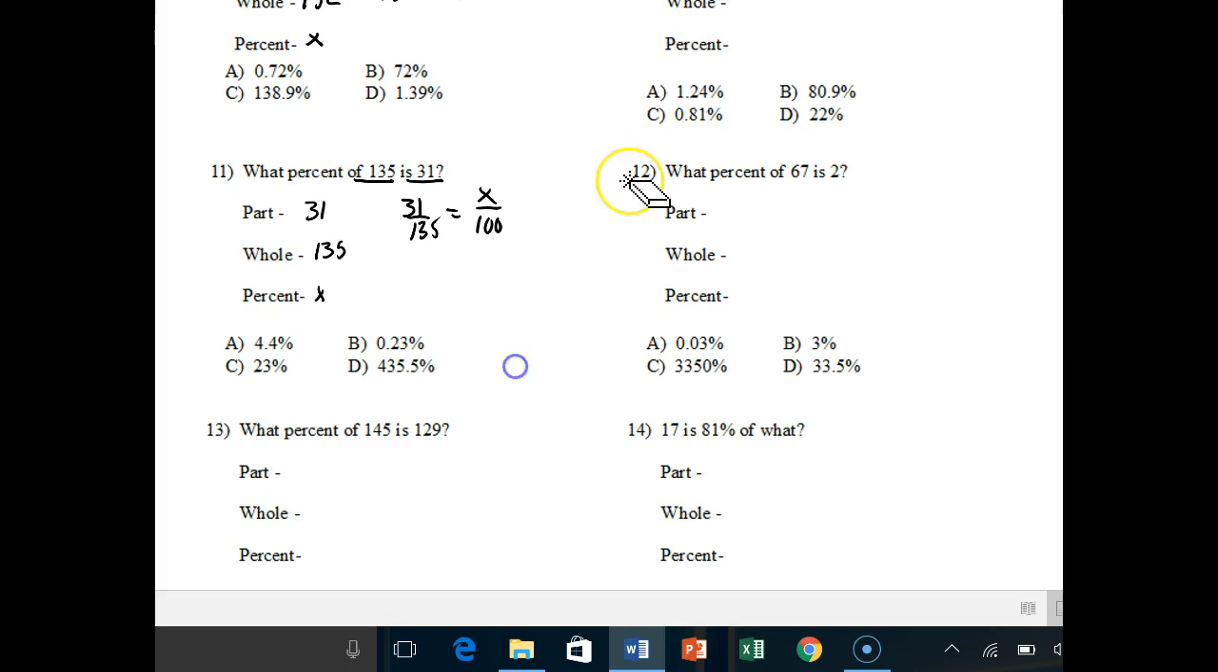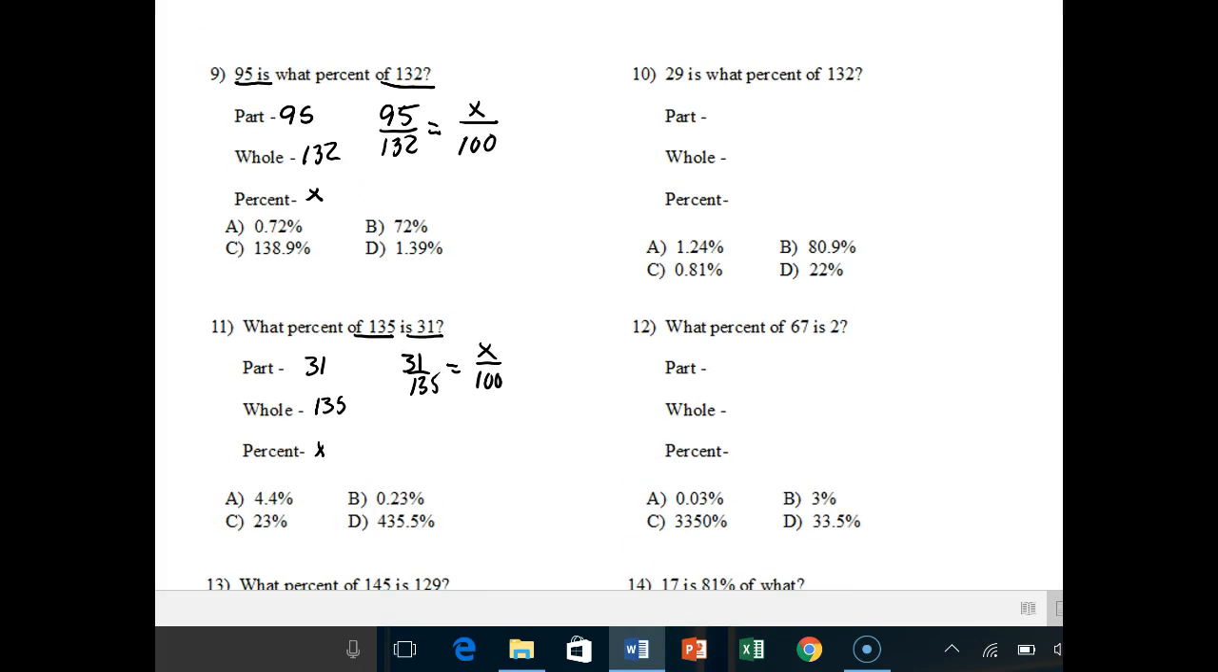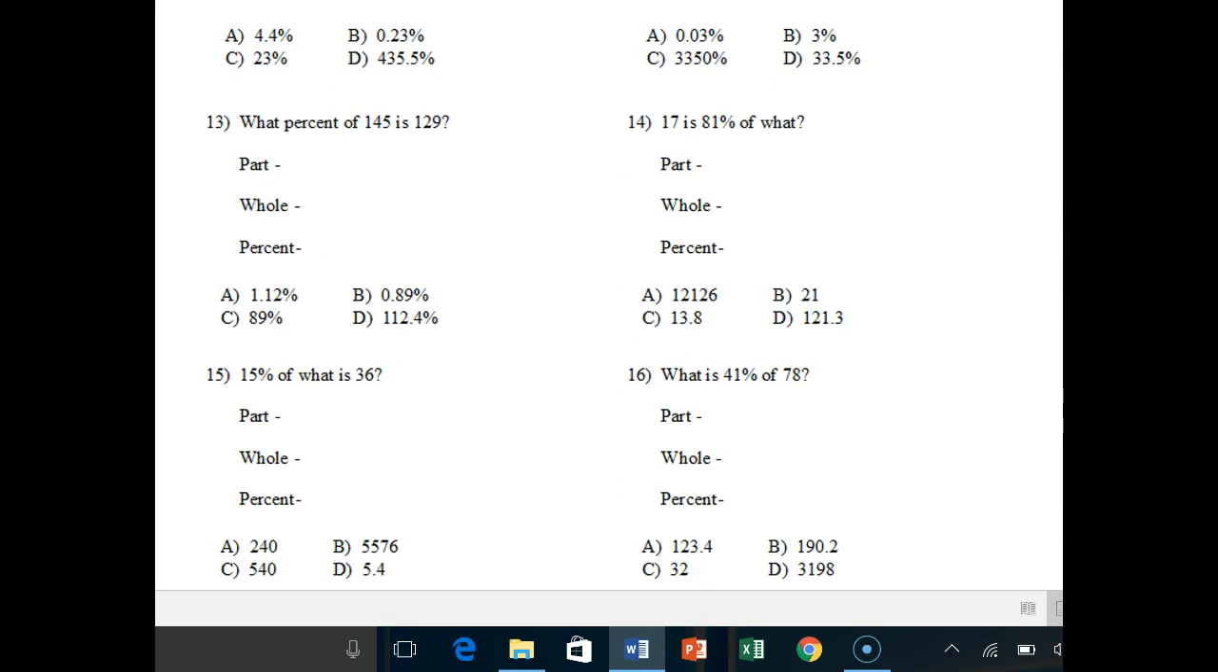So again, pause the video and try and do numbers 10 and 12, which are exactly like numbers 9 and 11. Once you've done that, 13 through 16 is kind of a mixed bag. I mixed it up. I want you to try them on your own. You can do that in partners. And when you're finished with that, you have time for ST Math or to go ahead and start your homework.